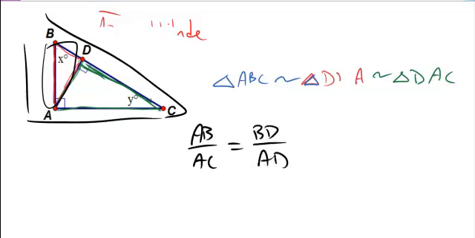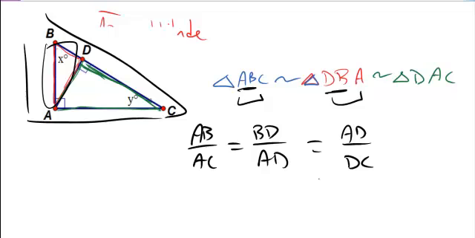And we can see that that matches up with our similarity statement, right, where AB over AC is equal to BD over AD. We can see that matching up. And then in this triangle, the short leg is AD and the long leg is DC. And we could write lots of other things like that. But let's look at a specific example or two.